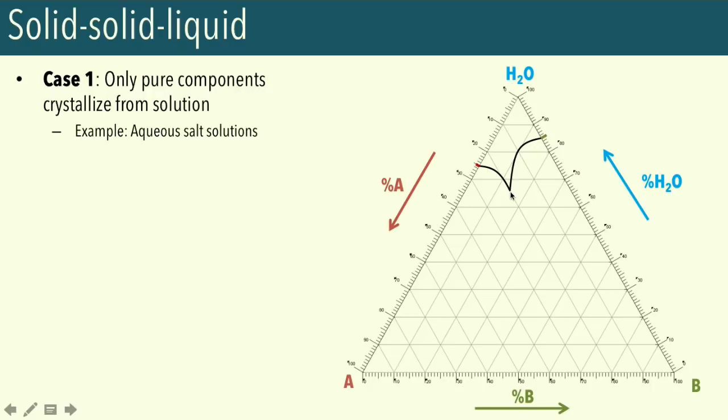To complete our diagram, we draw a straight line from this point to this point and this point to this point. Overall, this is our phase diagram for our water system that has A and B solid components. Now let's investigate how we could label our diagram here.